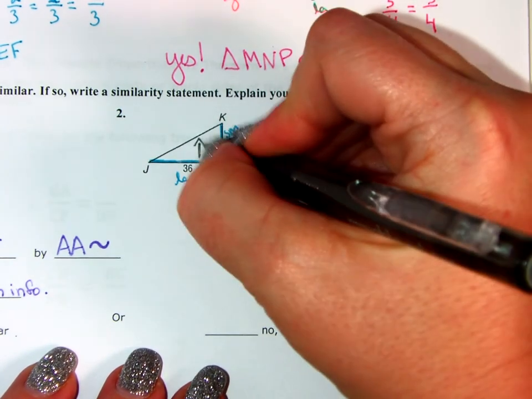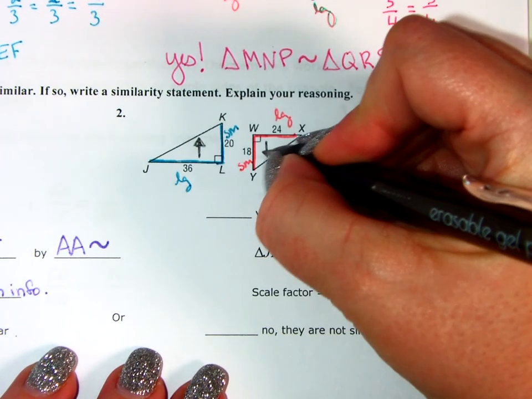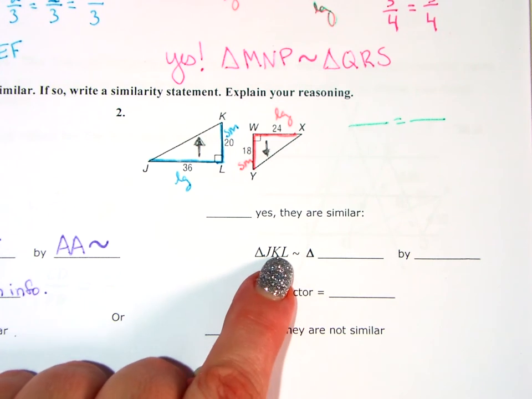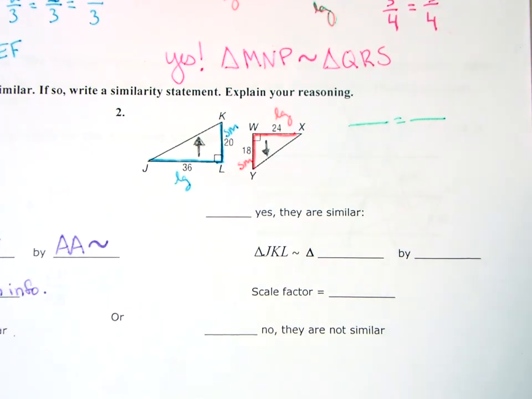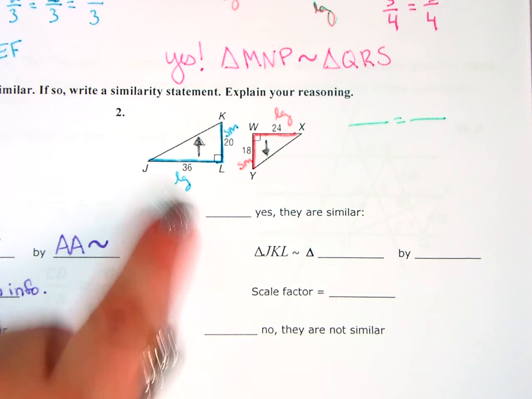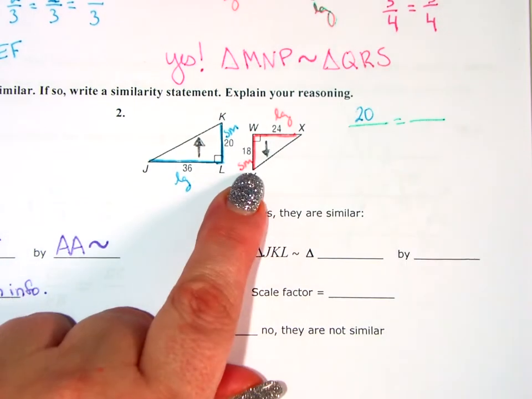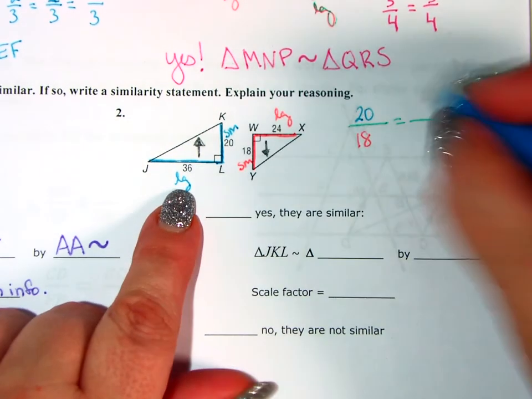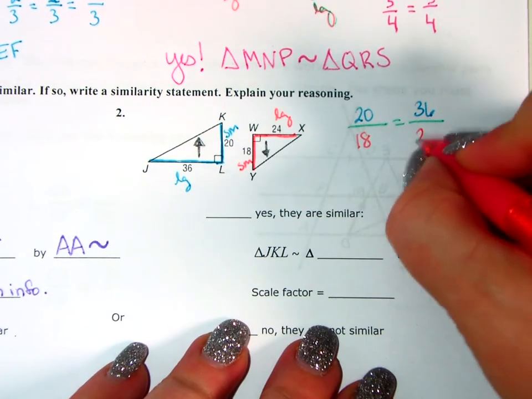I'm just going to put the left triangle on the top, and I'm going to put the right triangle on the bottom. You can switch that up, it's fine. Actually, this one we probably should, because it says JKL first here. So we should put JKL on the top since it comes first. Okay? Alright, so I'm going to compare small to small. I'm going to compare large to large.